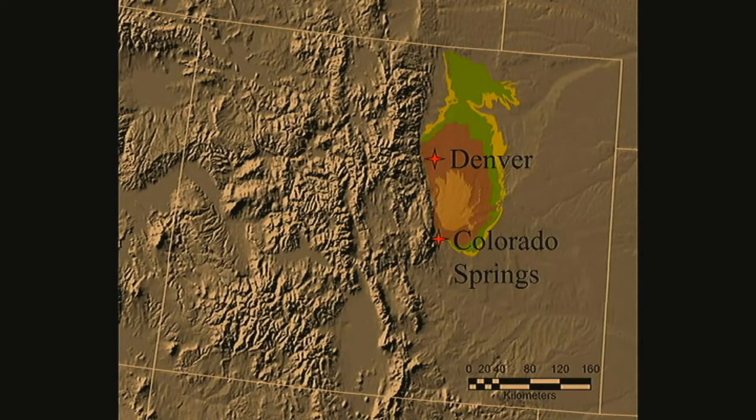So this is a geologic map showing the Denver Basin in eastern Colorado and the sites of Denver and Colorado Springs. And those colored rocks there are a bunch of sediment that came off the Rocky Mountains over a period of about 4 million years, right at the perfect time to capture the end of the dinosaurs and the beginning of the time afterwards.